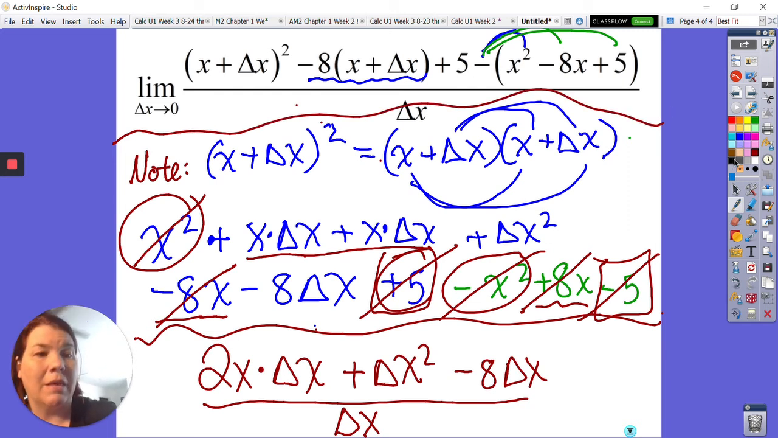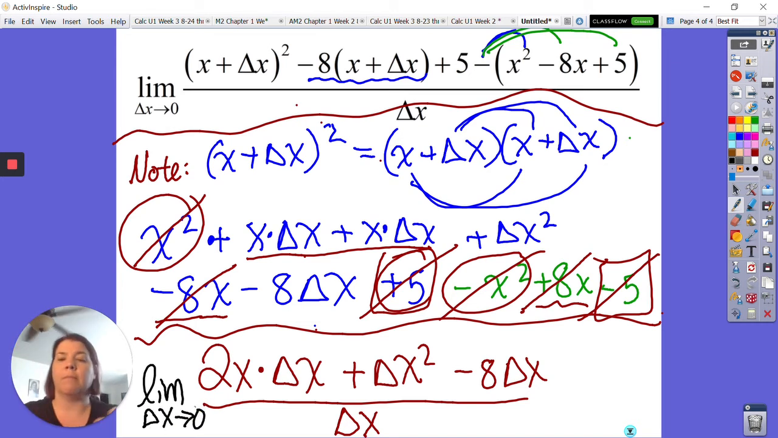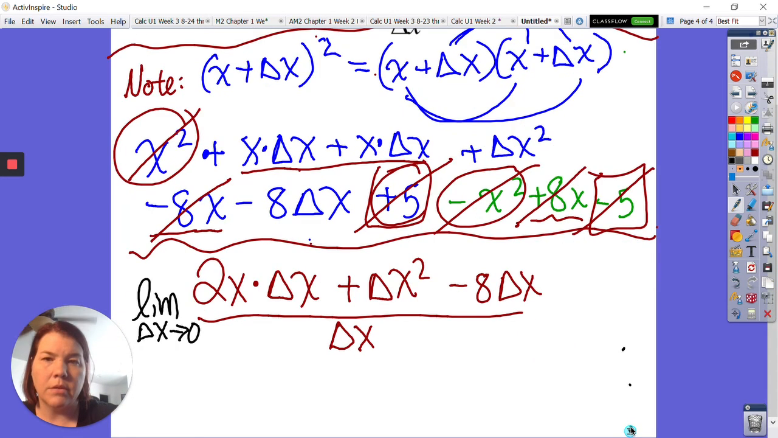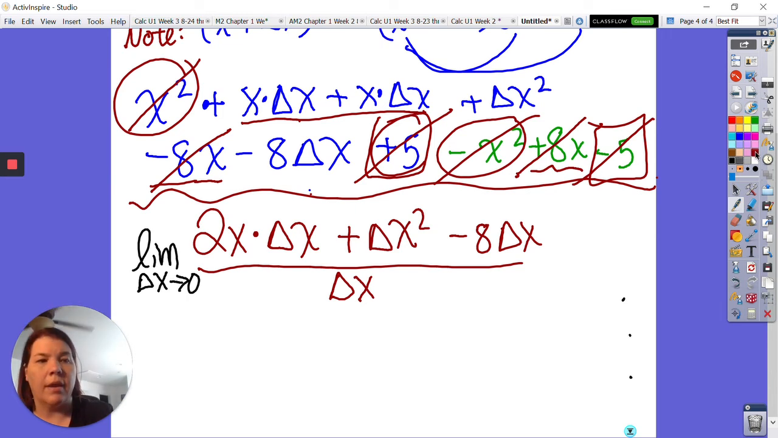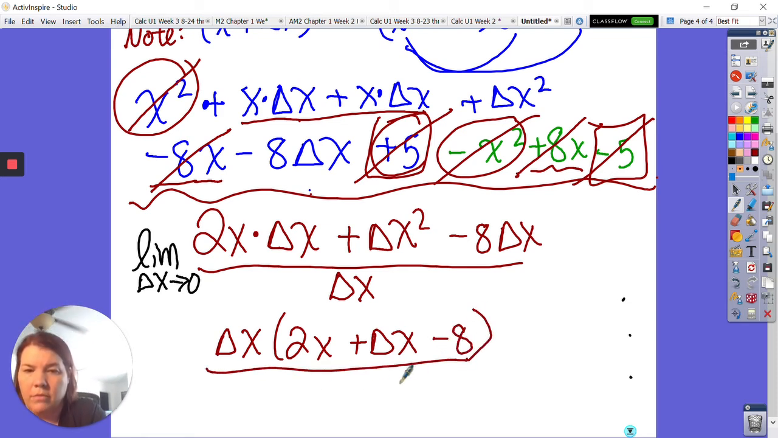Okay, so I'm going to put my limit back on. And by doing the note, I don't have to keep writing the fraction the whole time. I don't have to keep manipulating the whole time. I can just play. So I'm going to go ahead and factor now. This is a little weird, but I'm going to take a Δx out of the numerator. So Δx times (2x plus Δx minus 8) all over Δx.